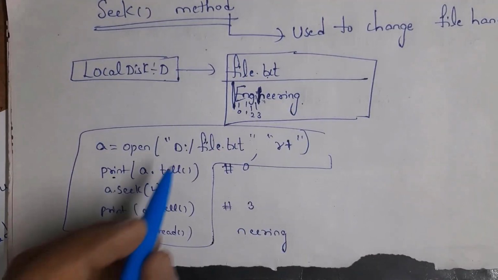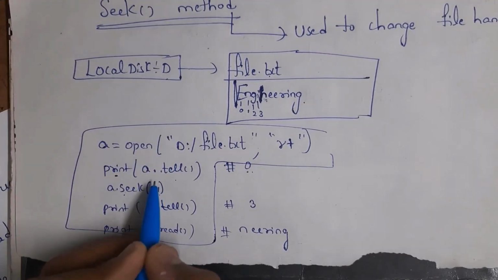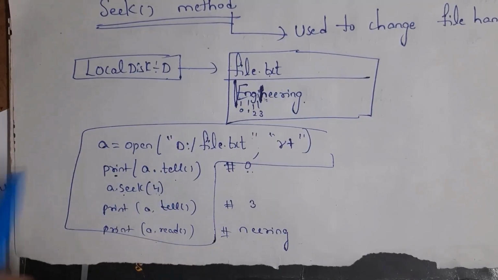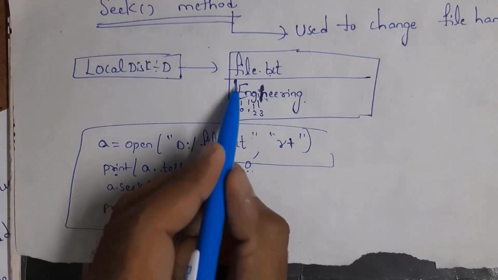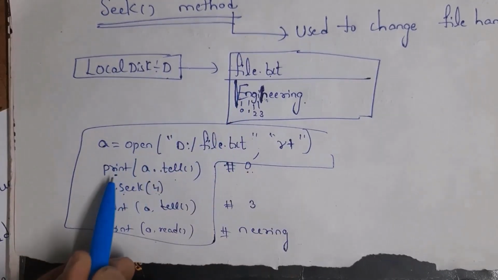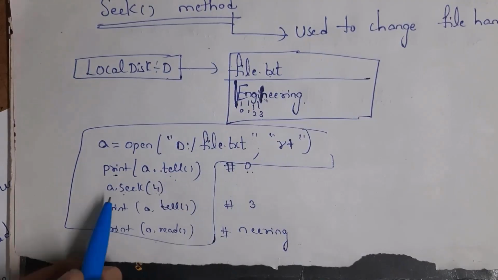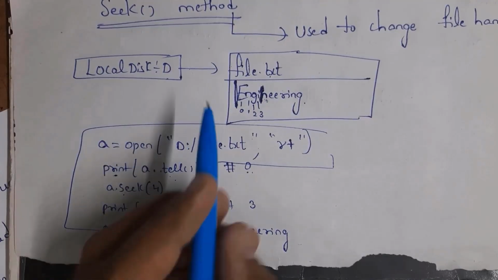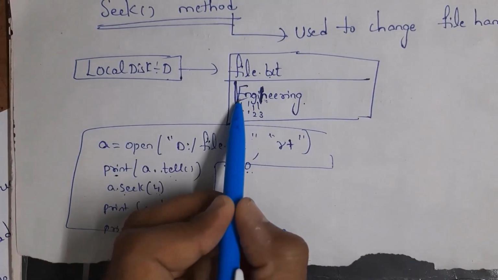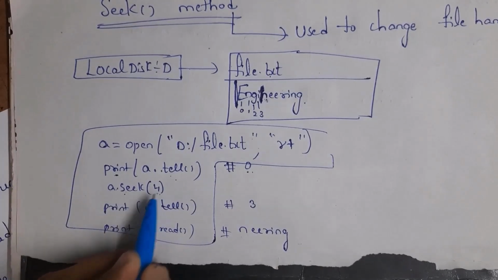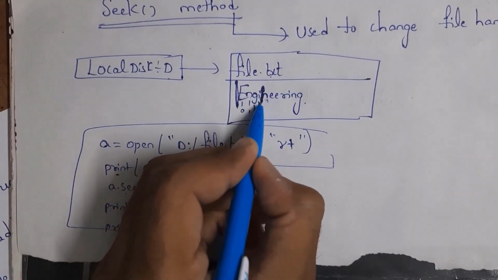This is the program. Once again I will explain this code, where a.tell is used to identify the cursor position. Whenever I open this file, my cursor is at index number 0. So whenever I write here print a.tell, I will get output 0. And similarly, I want to change the cursor position to index number 3. That is nothing but I want to place my cursor after 4 characters. So I just wrote here a.seek of 4. It will place my cursor after 4 characters.